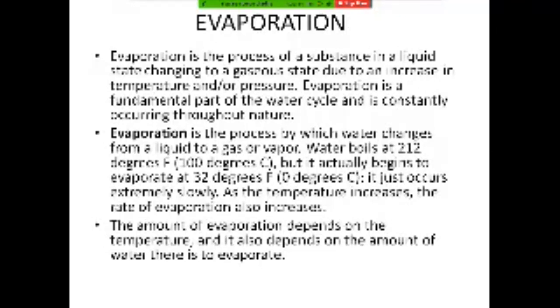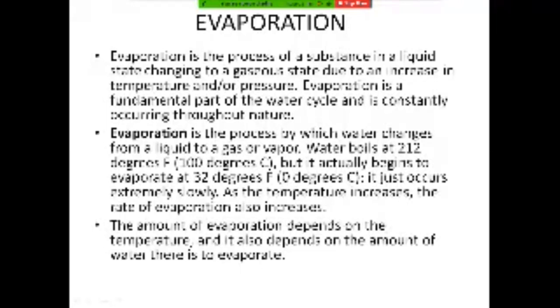But it actually begins to evaporate at 32 degrees also. When you see the temperature at 32 degrees also, we observe the evaporation. It just occurs extremely slowly. So how does the process go on? It is slow. As the temperature increases, the rate of evaporation also increases. When temperature is more, the rate of evaporation is also more. In the summer, the temperatures are more, so the rate of evaporation is more. In winter, temperature decreases, so the rate of evaporation also decreases.